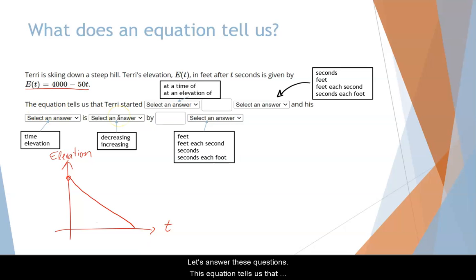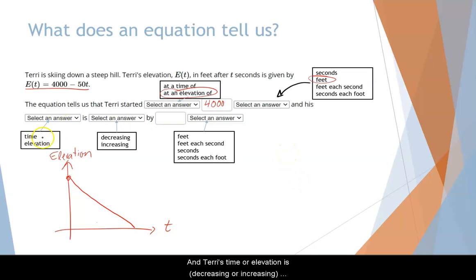Let's answer these questions. This equation tells us that Terry started at a time of, or an elevation. Well, she started at an elevation of 4,000 feet. The unit is going to be in feet.